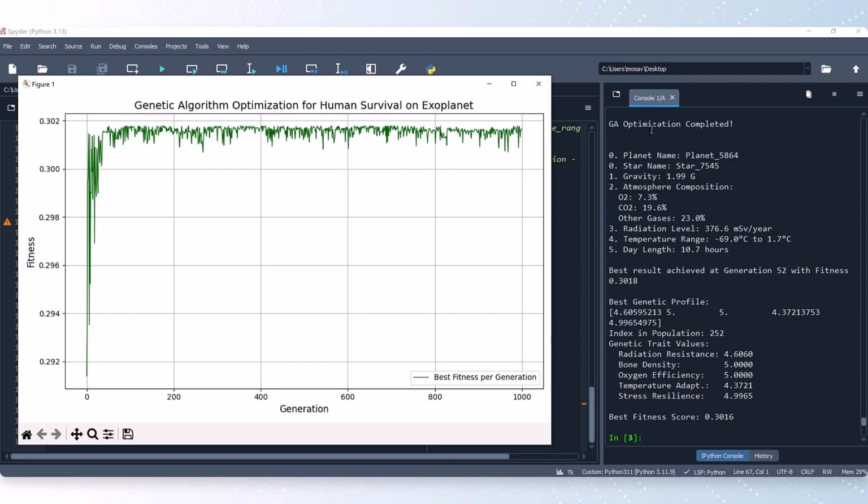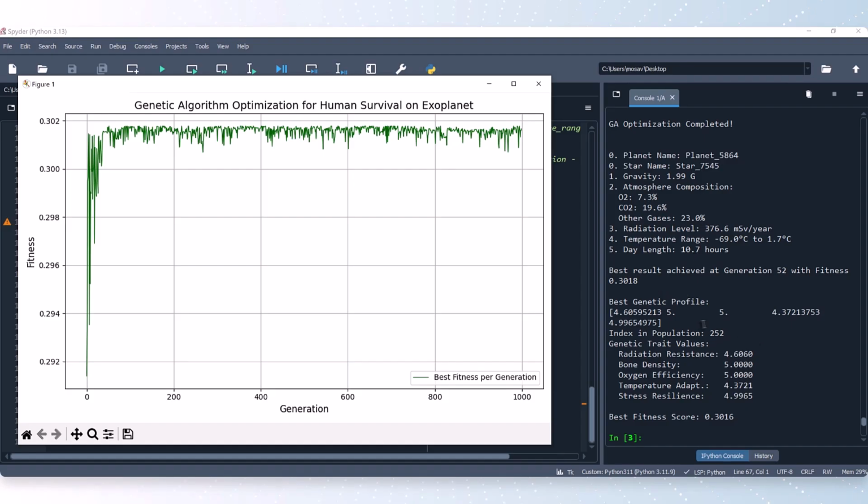Right here, we can see that the genetic algorithm optimization is completed. So it generated a random planet and a random bioorganism. As we can see, the planet name, star name, gravity is 1.9, about double the Earth's. Atmosphere composition is 7% oxygen and 19% carbon dioxide, and other gases like 23%. Radiation level, we can see 376 mSv per year. Temperature is -69 to 1.7 centigrade, so it's a very cold environment. Also, the gases are not proper, just 7% oxygen. The gravity is okay, it's fixable, and day length is just about 10 hours.